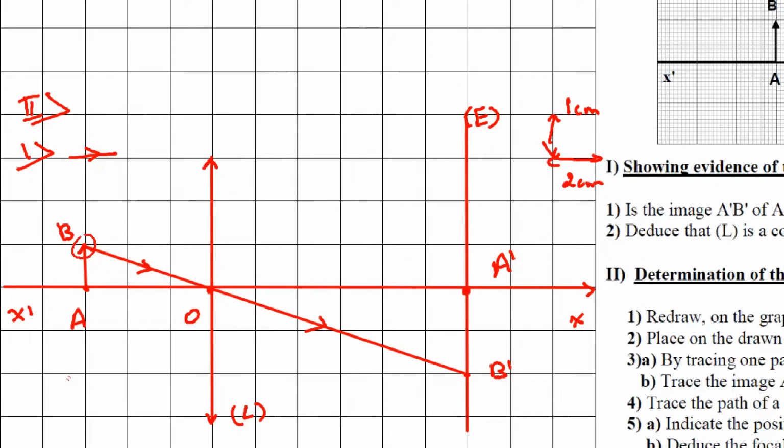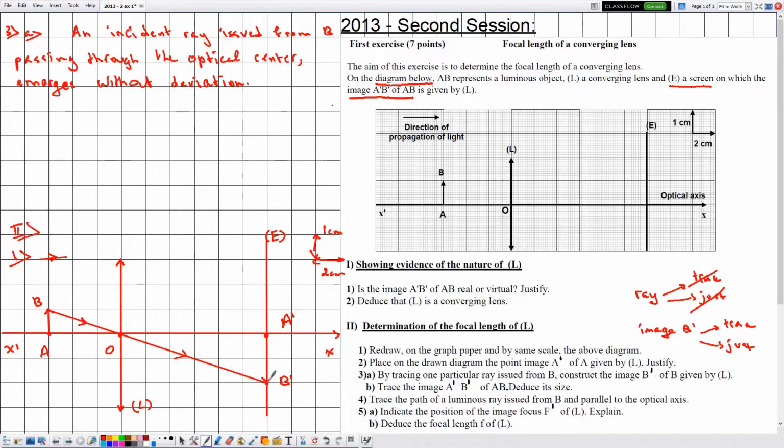Moreover, a hat is found on B directed away from the optical axis like this, so we must place a hat on B prime directed away from the optical axis like this. So this is the hat, and this is the tracing of the image. Now let's do the justification.